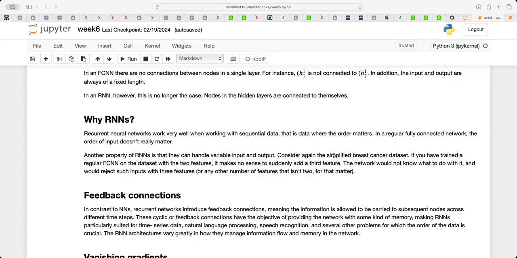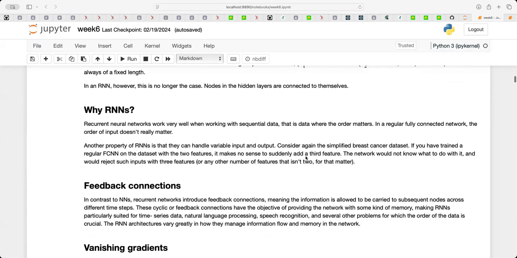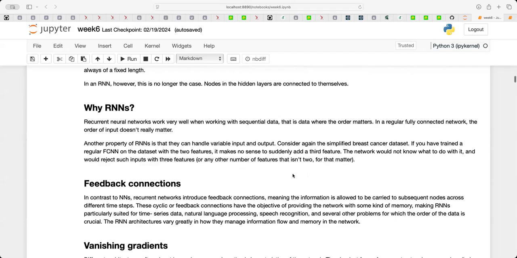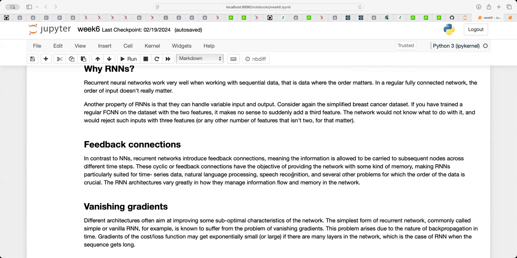So if you think again of a breast cancer data set, which many of you have encountered, this Wisconsin breast cancer data set, which has something like 30 features. If you have trained a regular feed-forward neural network with 2 of the features, it makes no sense to suddenly add a 3rd feature. The network will not know what to do with it and will just reject such inputs with 3 features or any other number of features that isn't 2 for that matter.